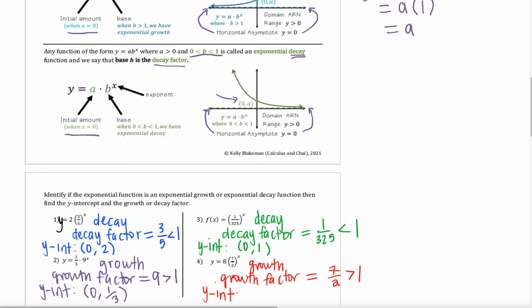Why don't you guys pause the video and find the y-intercept. So our y-intercept we're going to get from subbing 0 in for x. If I sub 0 in, 7/2 to the 0 power is equal to 1. So we get 8 times 1, which gives us a y-intercept of 0, 8.